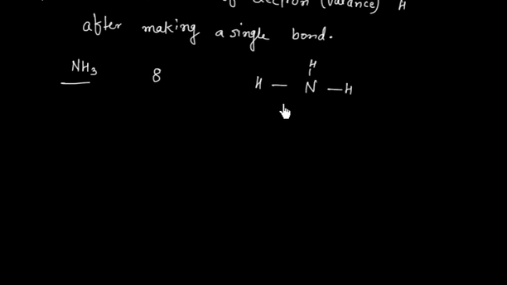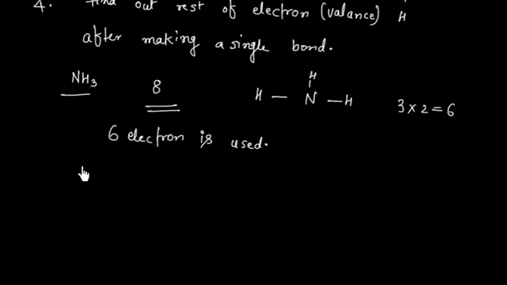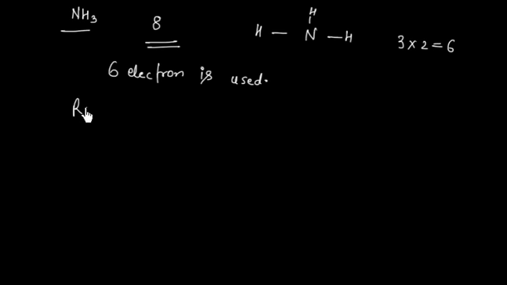Now how many electrons have been used? Each bond contains 2 electrons, and there are 3 single bonds. So 3 into 2, basically 6 electrons are used. And how many electrons do I have? I have 8 electrons. So how many rest of the electrons do I have? We can find the rest of the electrons, and this is equal to 8 minus 6, so we have 2 electrons. Are you getting it or not?